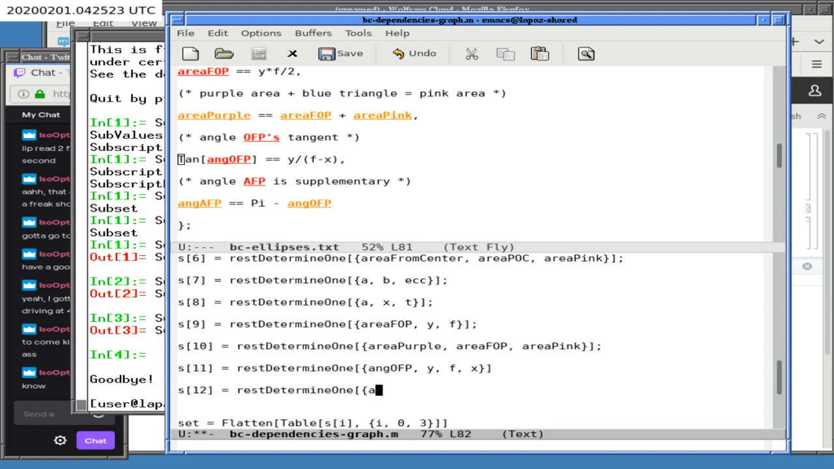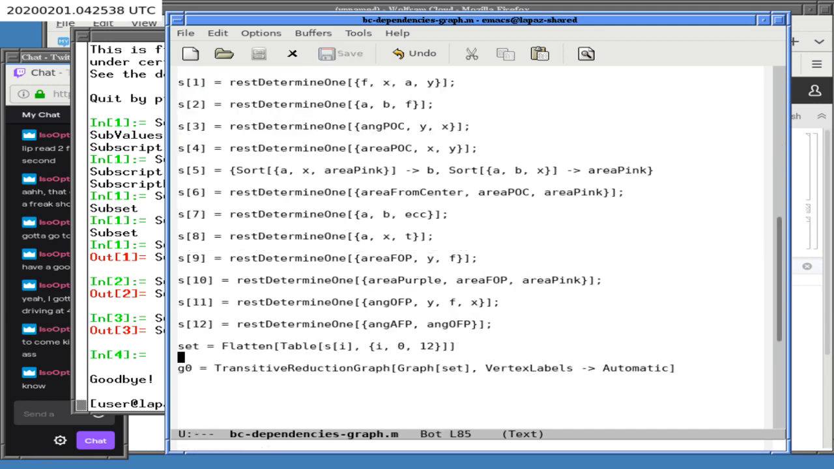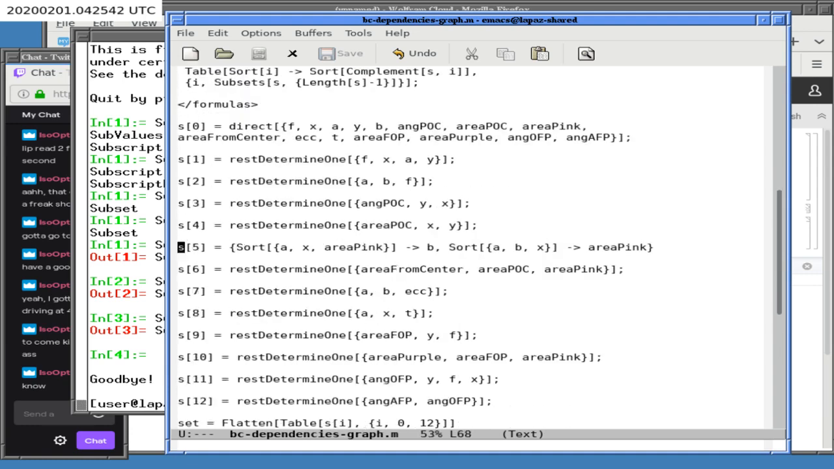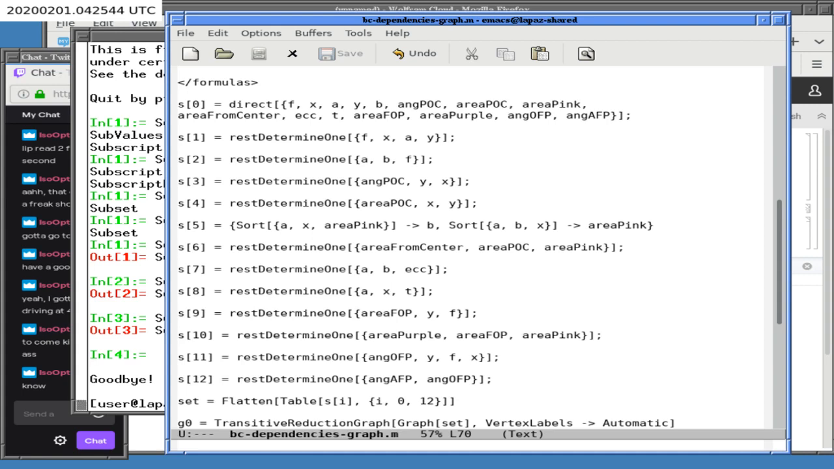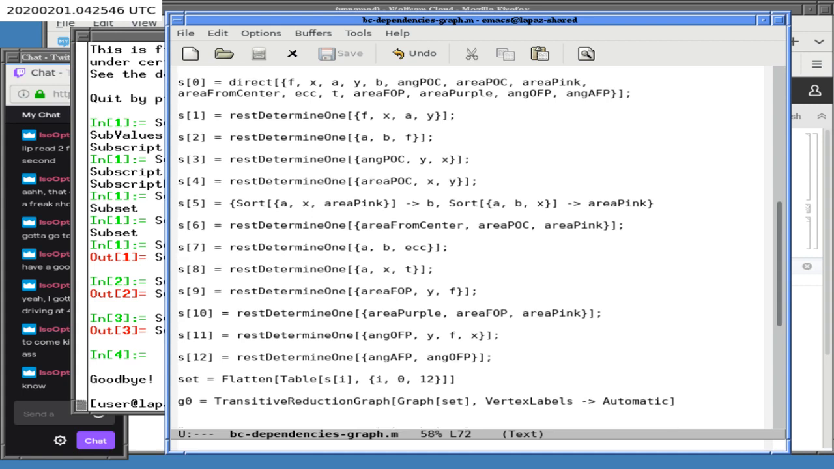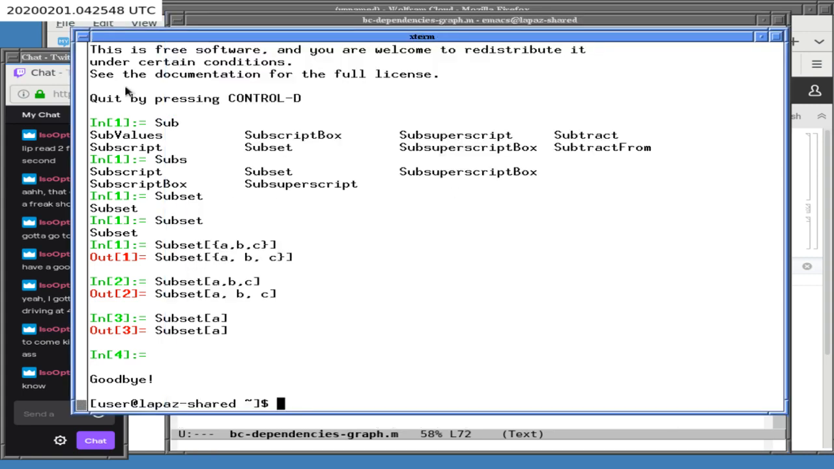AFP and OFP can determine each other, which is not very surprising. And then we can make this go from 0 to 12. And then, all right, let's boogie. This is going to be interesting. Alrighty.